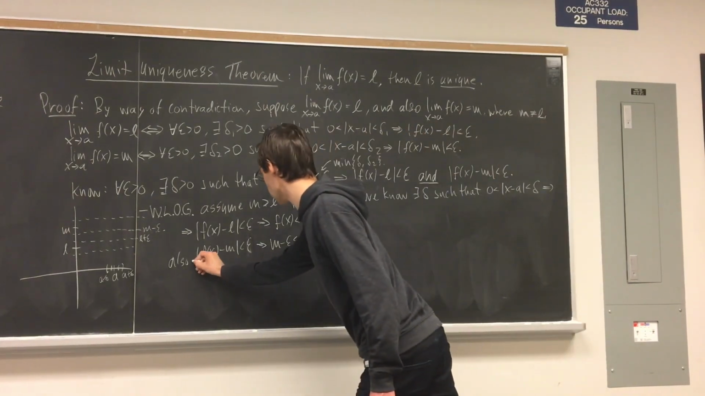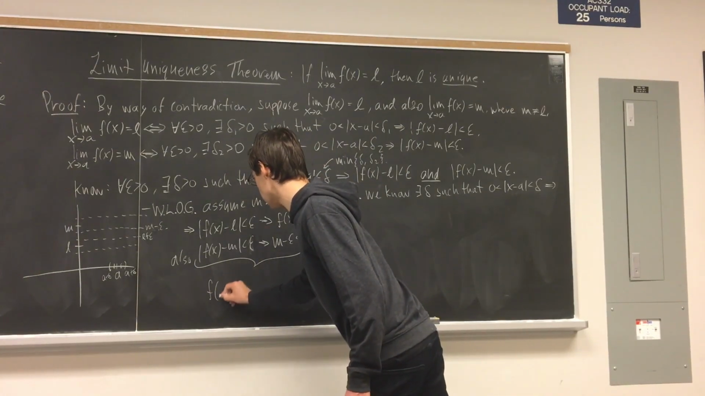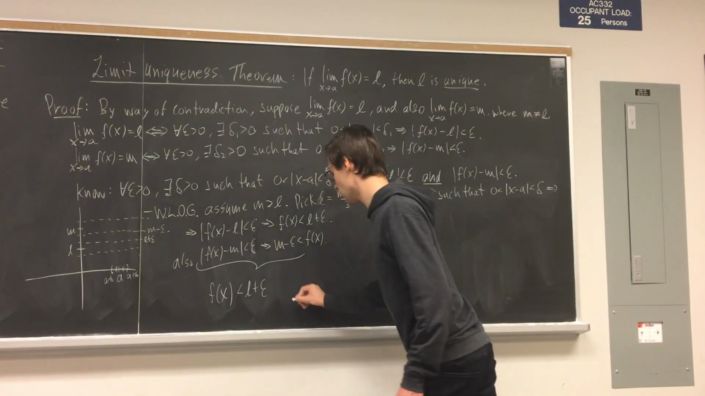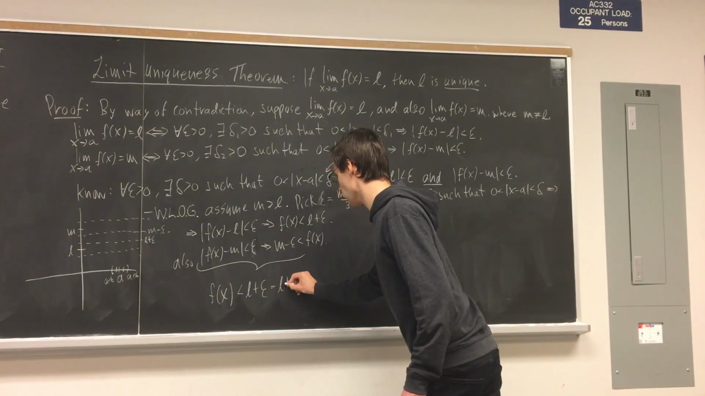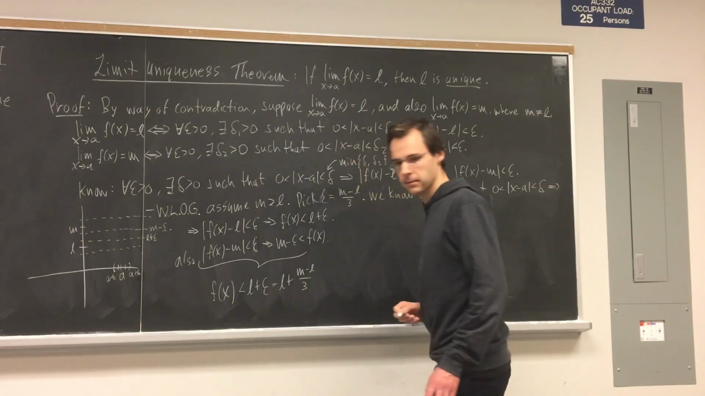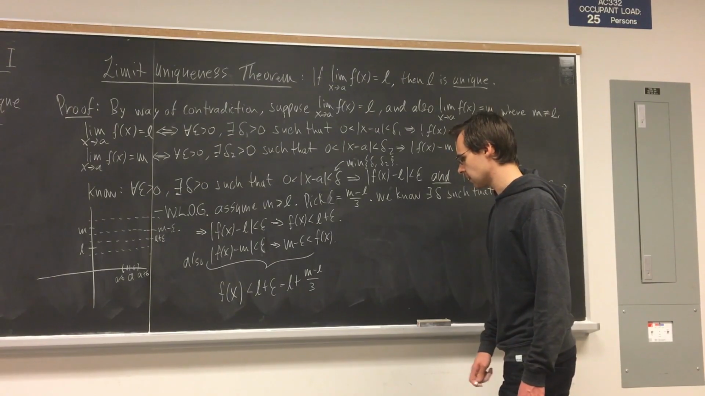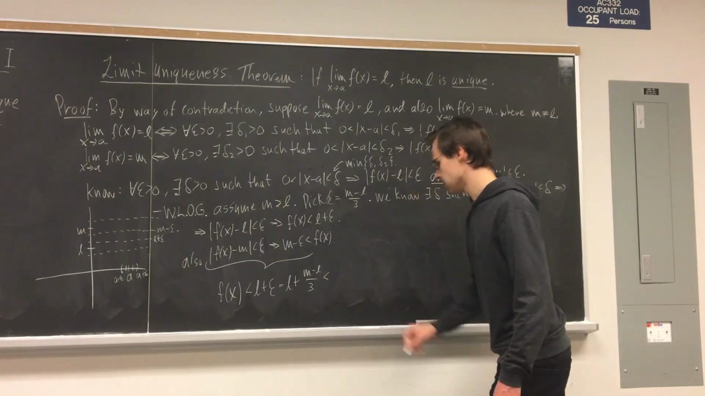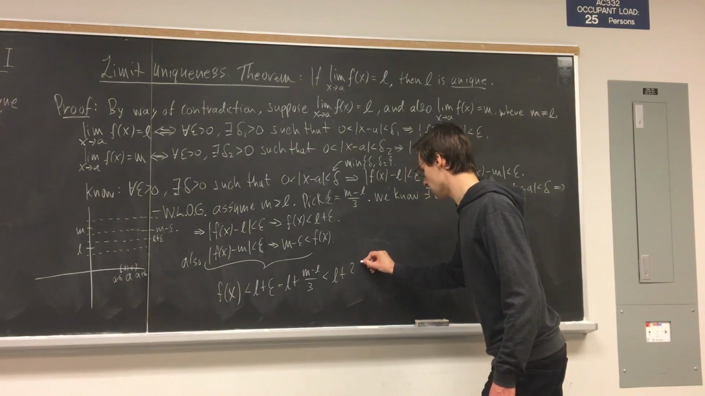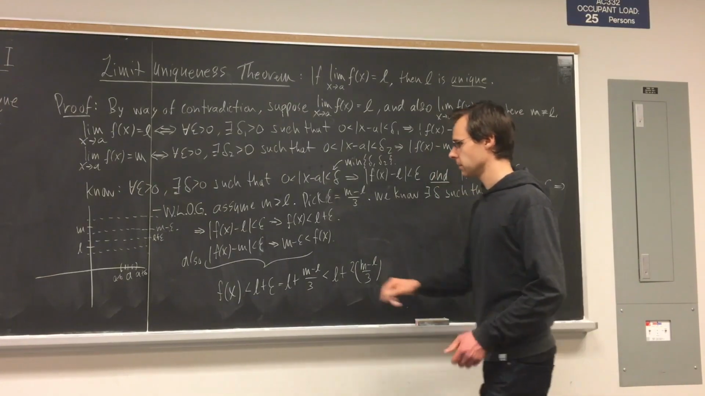Well, combining these two inequalities, let's combine them both down here, we know that f of x is going to be less than L plus epsilon, which by the way is equal to L plus M minus L over 3, for a particular value of epsilon. And now we can say that this is definitely less than L plus 2 times M minus L over 3. Okay, so graphically what did we do?